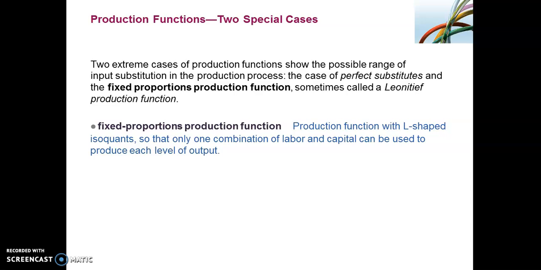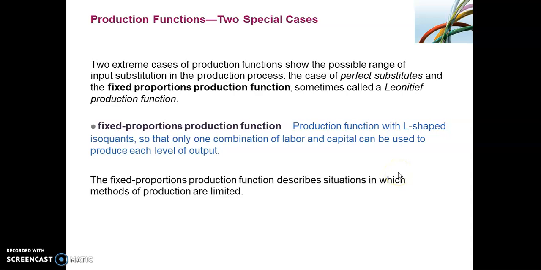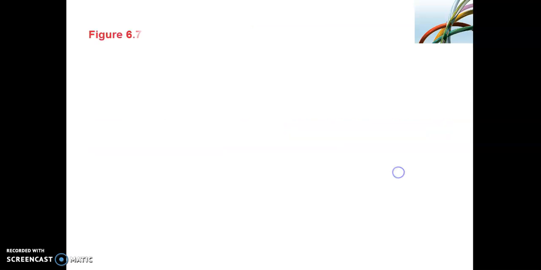So that is where you have a production function that has an L shape. So your isoquants are L shaped so that you find that only one combination of labor and capital can be used to produce each level of output. So you find that there needs to be these fixed proportions in terms of the combination of labor and capital for each level of output. So if you want to increase output, that fixed proportion of L and K must occur. So with your fixed proportions production function, that describes a situation where your method of production tends to be limited.